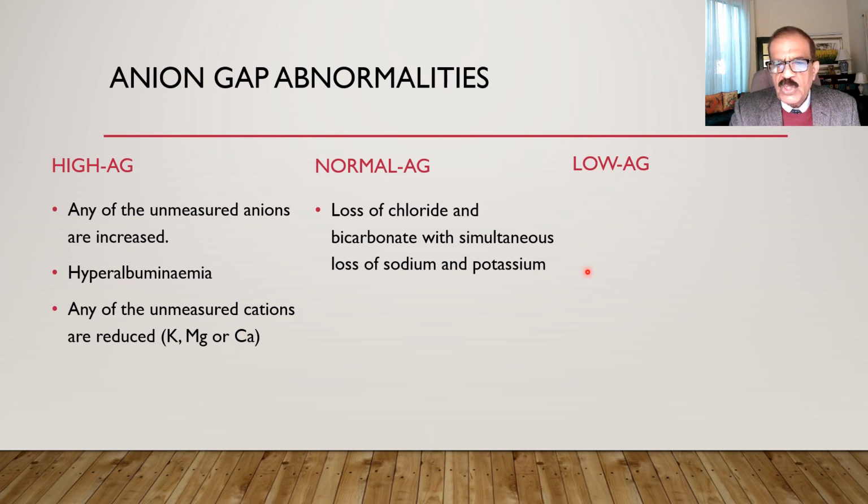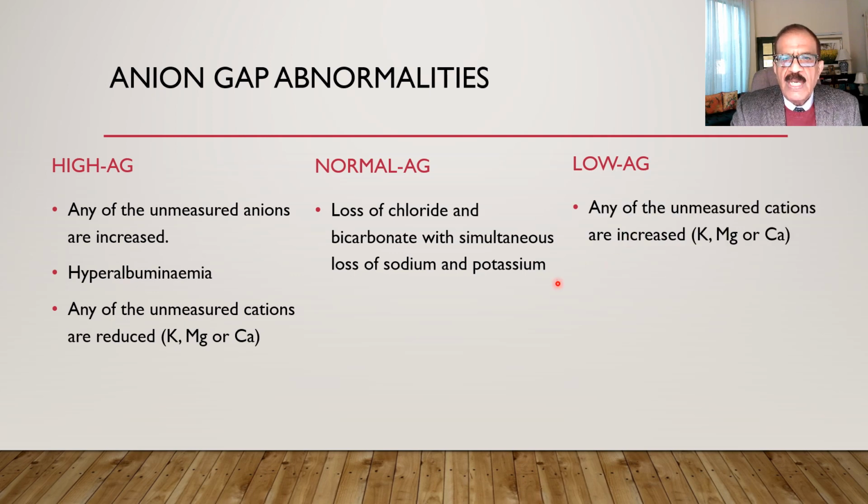Now let's see those conditions where anion gap may be less than normal. Any of the unmeasured cations are increased. For example, hyperkalemia, hypermagnesemia, hypercalcemia. There are very important clinical conditions where there could be these. For example, in renal failure, you could have hyperkalemia, and you can have hypermagnesemia also. And there are conditions where there is hypercalcemia, like hyperparathyroidism and vitamin D intoxication. So these are important conditions. These levels may be increased. In these conditions, we normally specifically measure these cations, but from the normal electrolytes, you can have an idea that anion gap is narrow. Maybe one of the cations is increased.